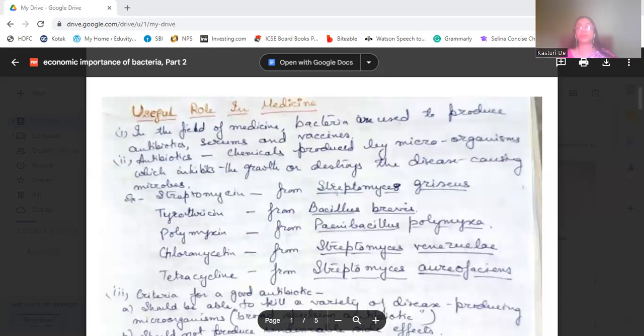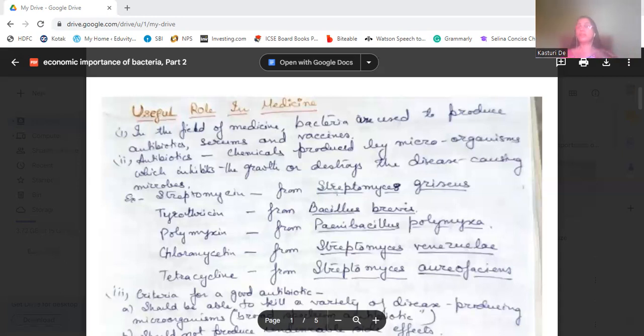For today's topic, we'll start with the useful role in medicine first. In the field of medicine, bacteria are used to produce antibiotics, serums, and vaccines. Now, what are antibiotics? We've heard this name a lot of times when we fall sick, the doctor gives us antibiotics. They are chemicals produced by microorganisms, and these microorganisms stop the growth of or destroy the disease-causing microorganisms or microbes.